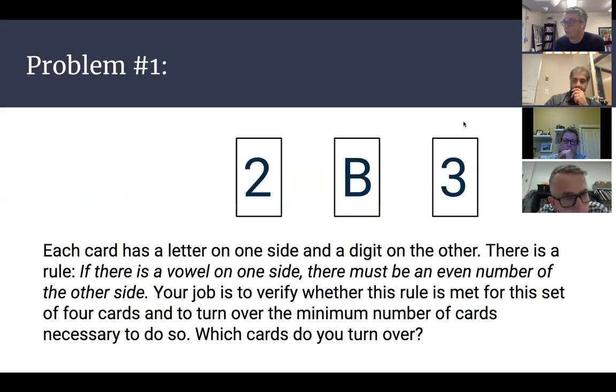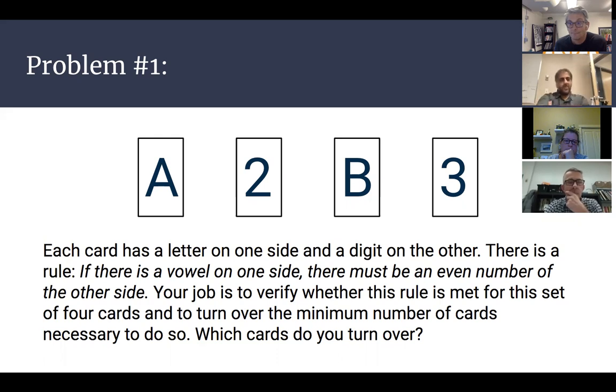And here's a problem for you to try to solve. Four cards. Each card has a letter on one side and a digit on the other. There is a rule: if there is a vowel on one side, there must be an even number on the other side. Your job is to verify whether this rule is met for this set of 4 cards and to turn over the minimum number of cards necessary to do so. Which cards do you turn over? Anybody want to try to answer?